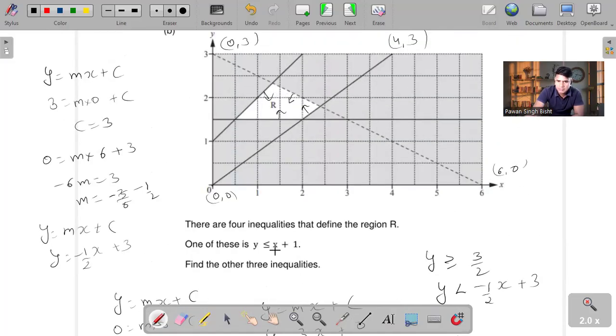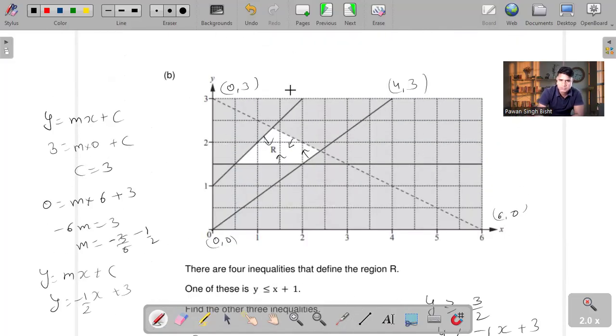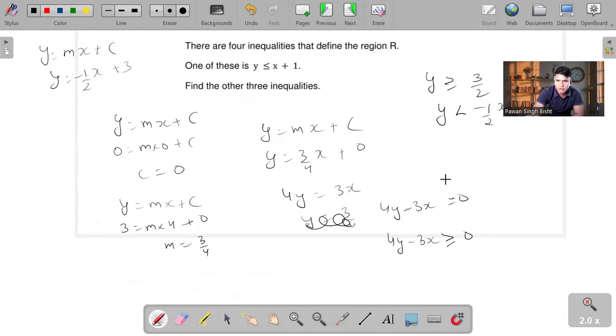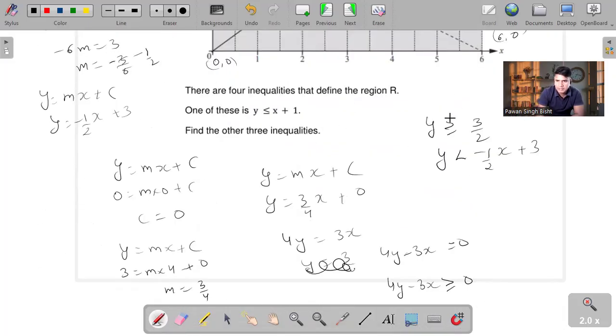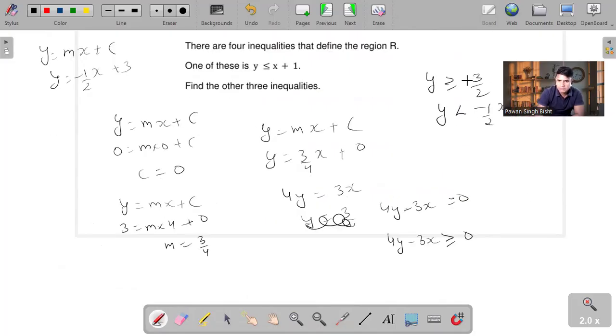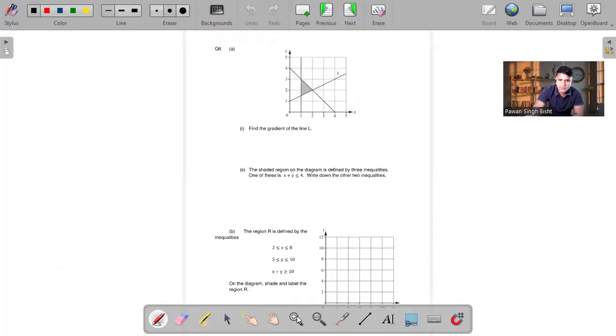The fourth one is already plotted, y equals x plus 1. So this will be the y equals x plus 1 line. So I got the inequalities: y greater than or equal to 3 by 2, y less than minus half x plus 3, and 4y minus 3x greater than or equal to 0. Right? Next.